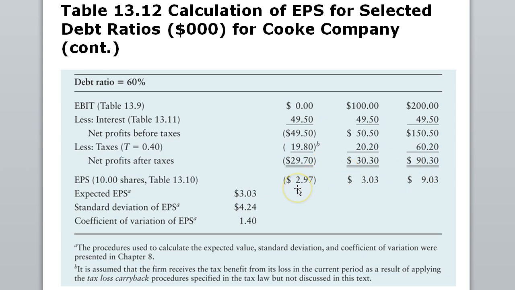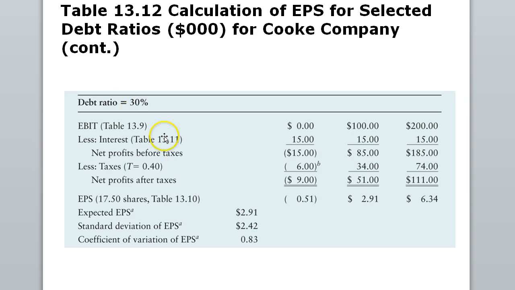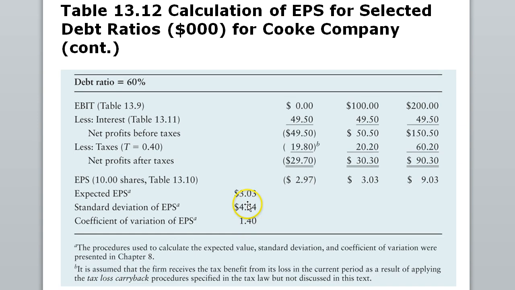We have a big loss if our sales are at the lowest, $3 if our 50% chance of most likely sales, and $9 earnings per share, the most optimistic sales. So that gives us expected EPS of $3.03, but a $4 standard deviation and a 1.4 coefficient of variation. Very high, very risky. When you can see that, does it pay going from 30 to 60% debt? We move from expected EPS of 291 to 303. It's only a 12% increase. For all this additional risk, is it worth it?